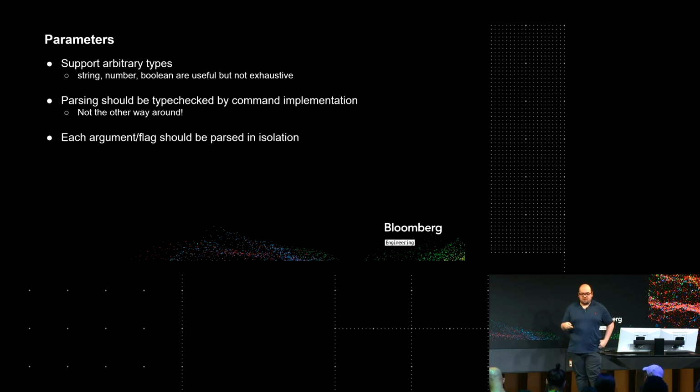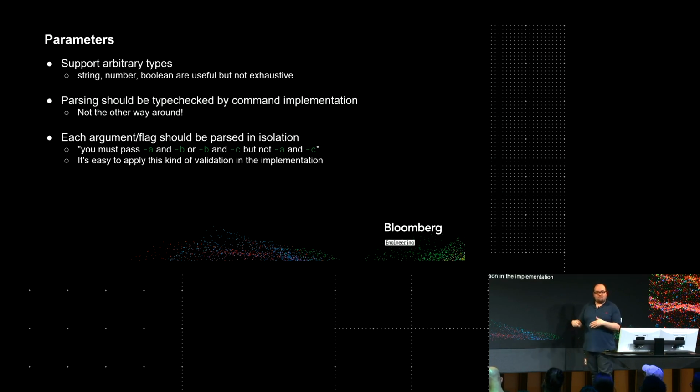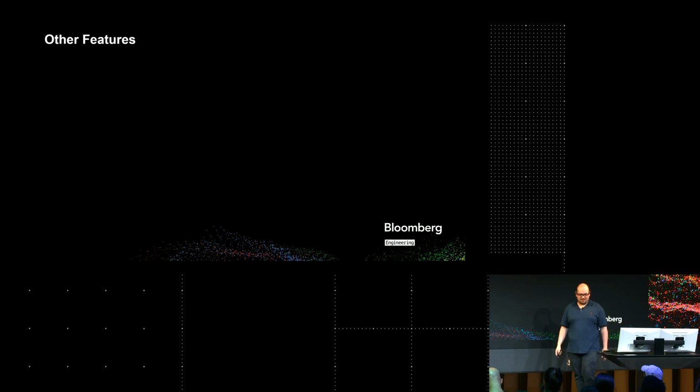Each argument should be parsed in isolation. It's one thing to have an application where you can say you can pass A and B or B and C, but not A and C. That's a valid thing to want your application to check for, but maybe it's not part of the CLI framework. It's something that just is validation in the implementation. It's not hard to check for that. See Zod, or Typanion, for something like that.